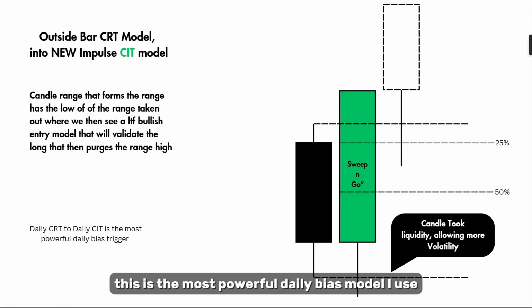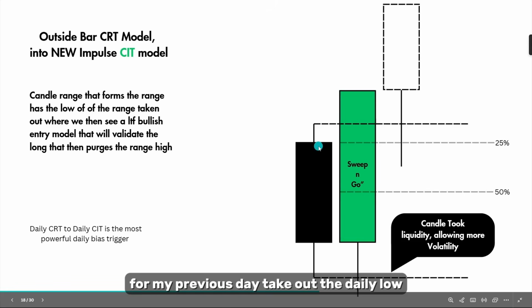This is the most powerful daily bias model I use when I'm looking to validate my moves to the upside or the downside, by using the daily CRT into the daily CIT. For this example right here, we firstly use the CRT to sweep liquidity from our previous day. Take out the daily low and then we go towards the daily high.